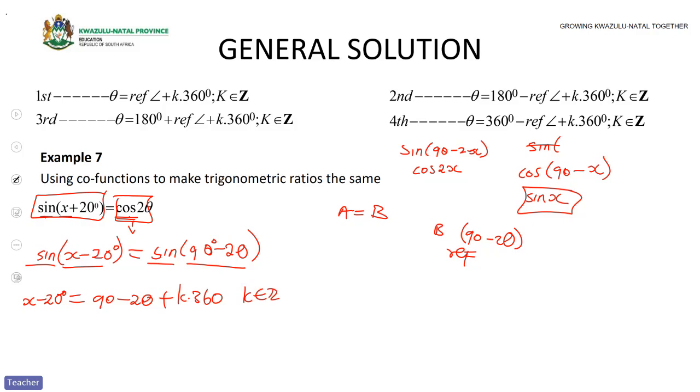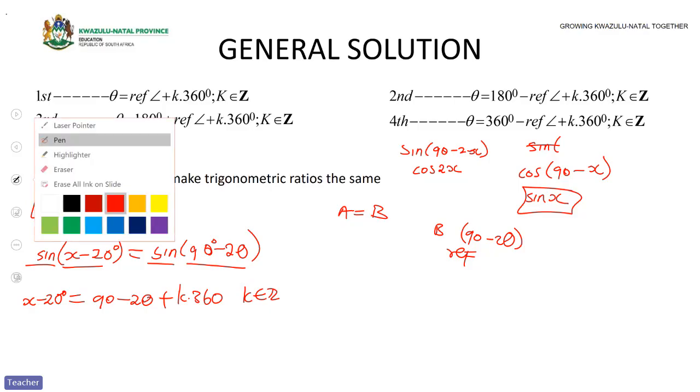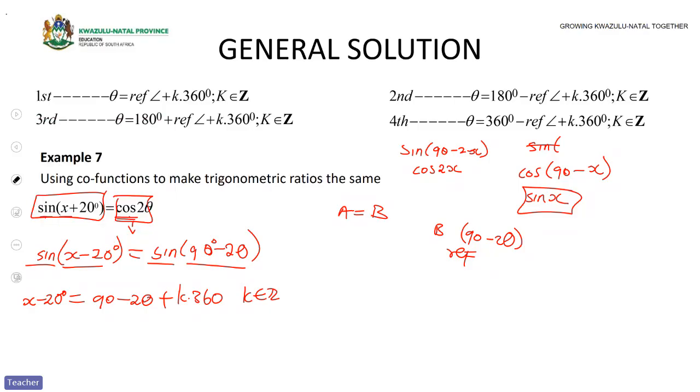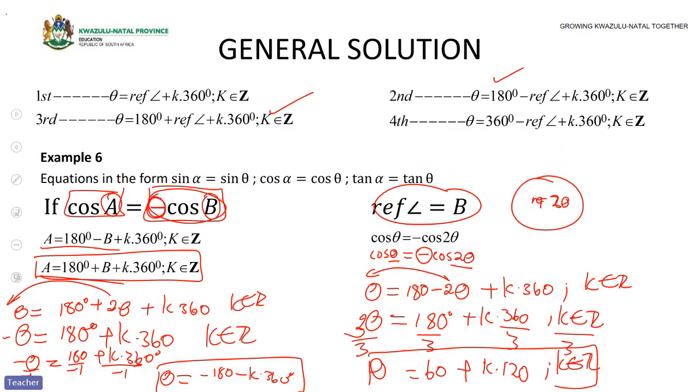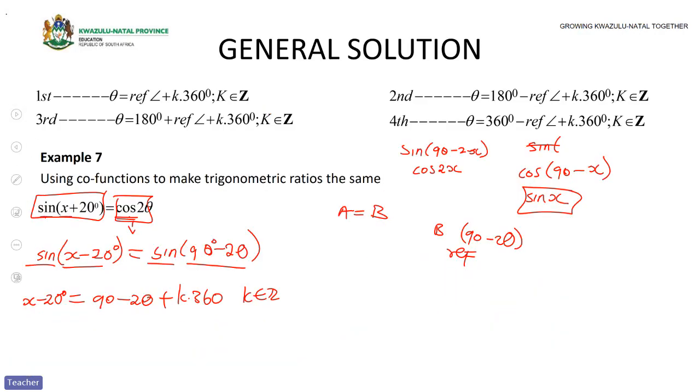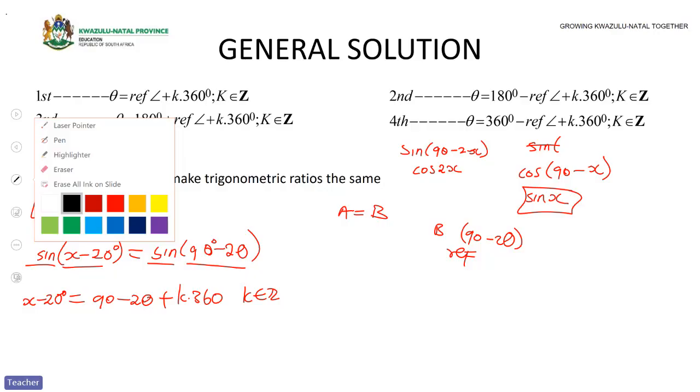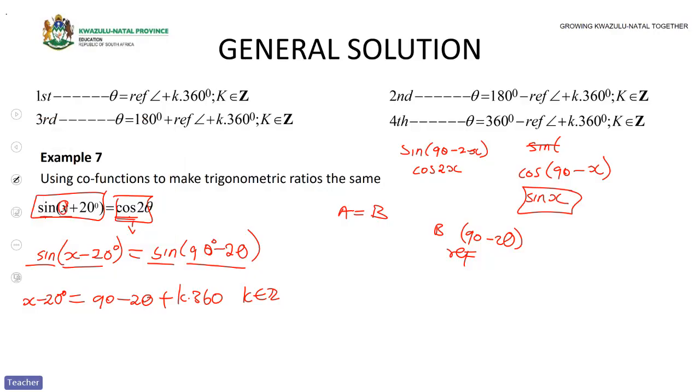Why am I using theta and x? It's supposed to be the exact same angle. So this should be theta, not x. Yes, so I have theta minus 20 here. It's supposed to be theta.